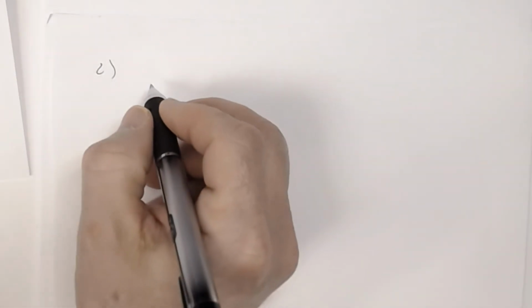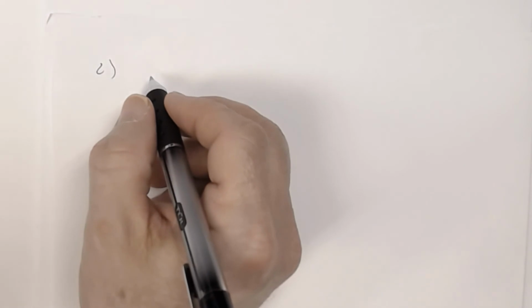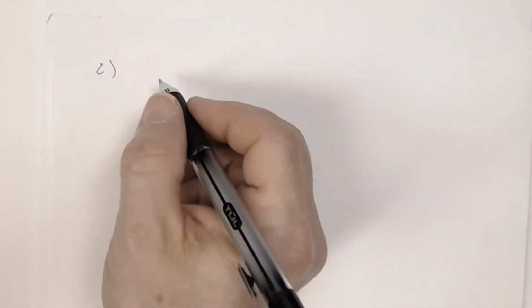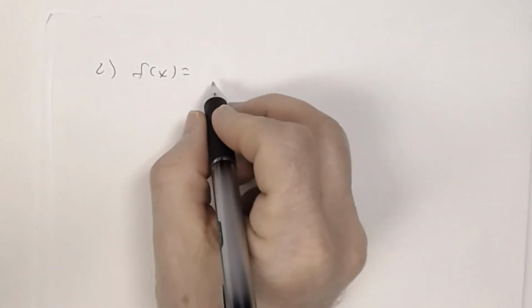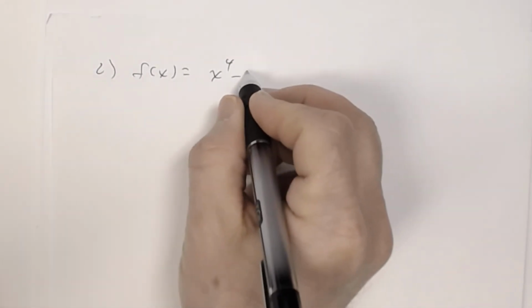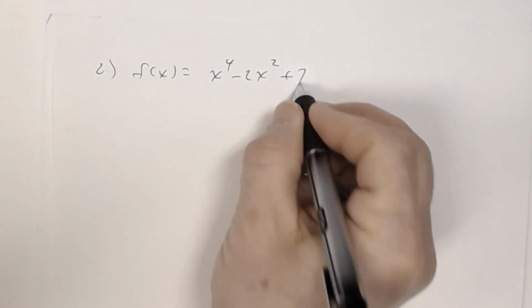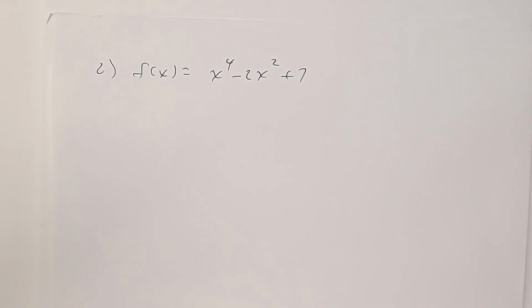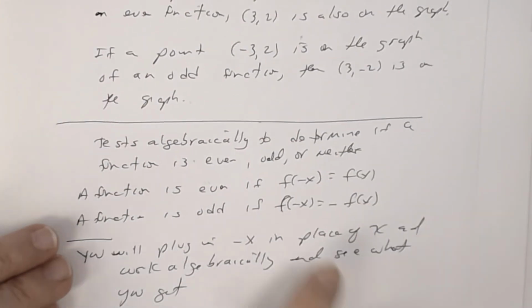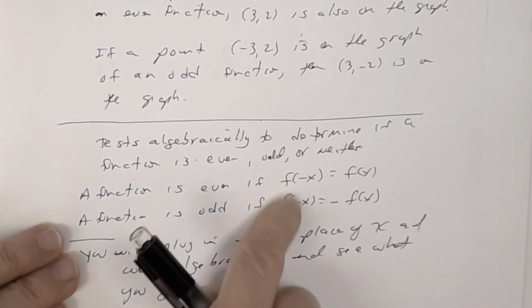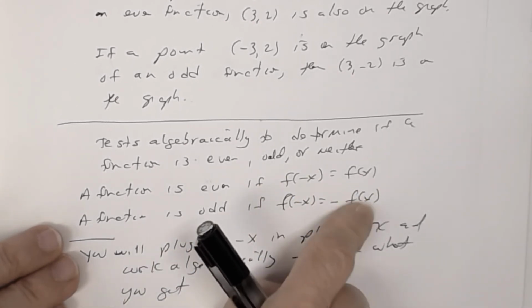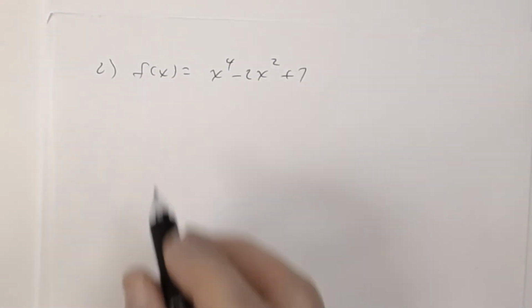So number 2, let's suppose we had f of x equal to x to the 4th minus 2x squared plus 7. Notice that when we looked at this algebraically, we looked at f of negative x. So we've got to find this first. We've got to find f of negative x, and then we'll compare. All right, so let's find f of negative x.